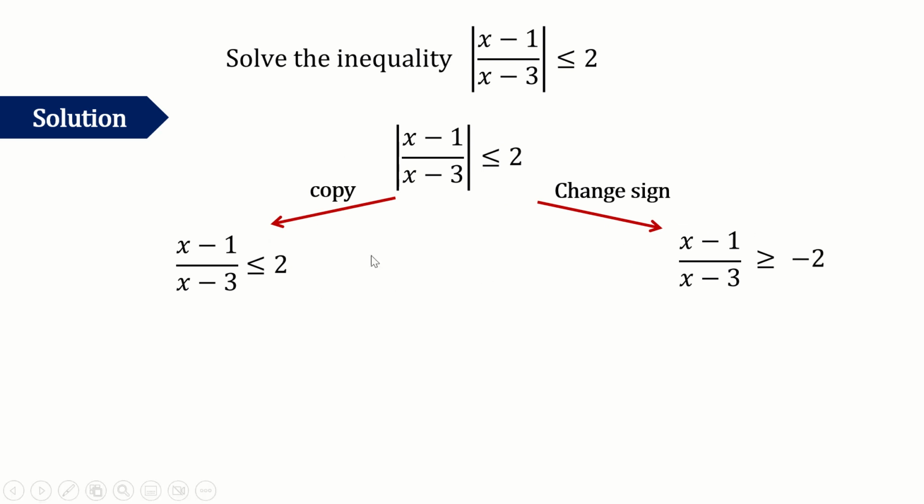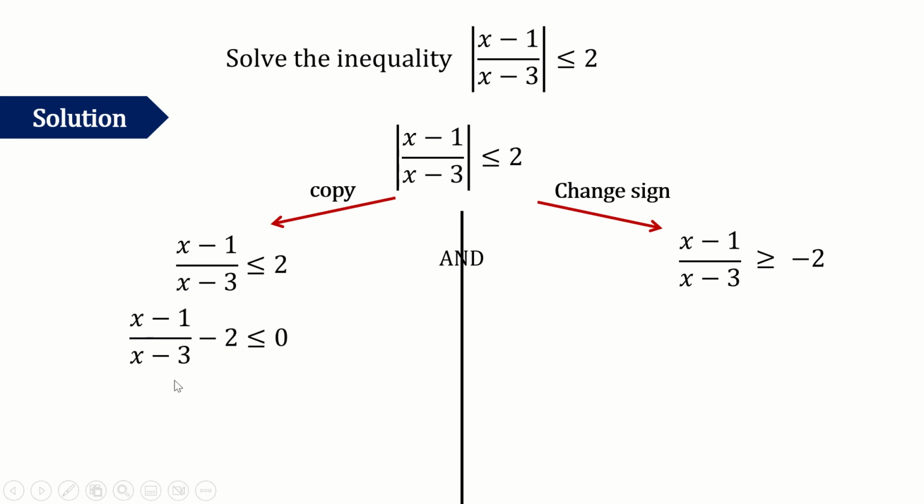Okay, so now we must solve these two rational inequalities separately. So we solve this part first. We must change the right hand side to equal 0. Then don't forget to put the equal sign here, because less than or equal will be included. So we bring the negative 2 to the left. It becomes (x minus 1) over (x minus 3) minus 2 is less than or equal to 0.